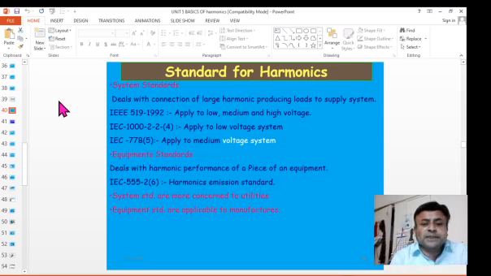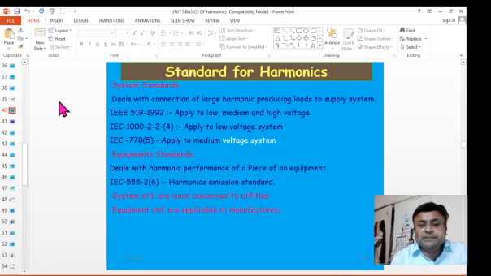Now, standards for harmonics, as we have seen, can be broadly classified as system standards and equipment standards, which are the more important things. System standards are particular to the system, like connections, measurements, PCC, etc. and equipment standards cover equipment like a harmonic analyzer or wave analyzer, where the specifications of the harmonic analyzer are mentioned.